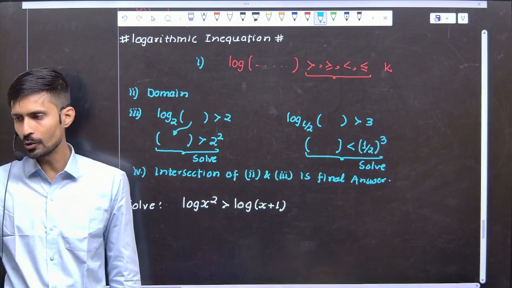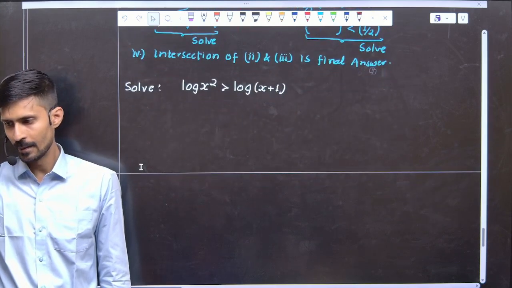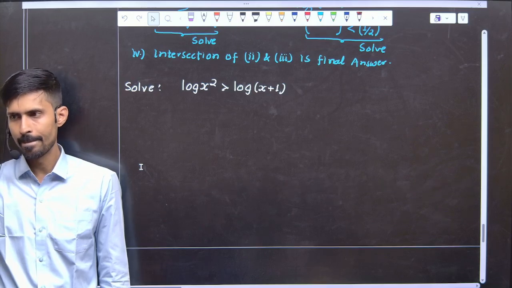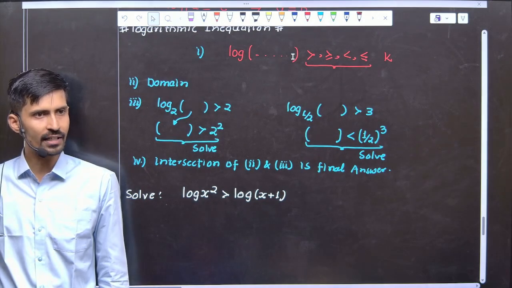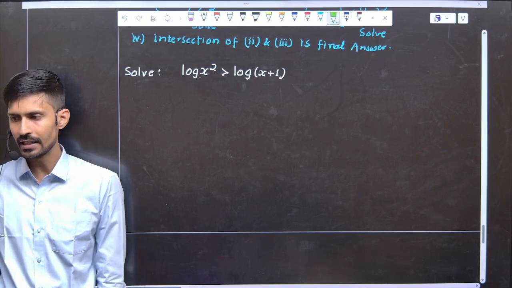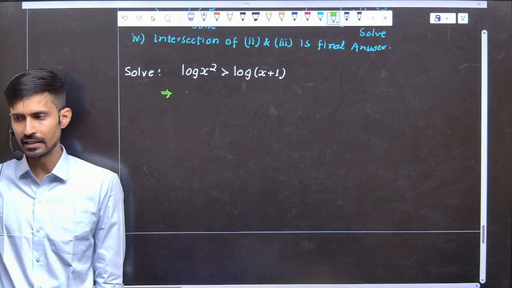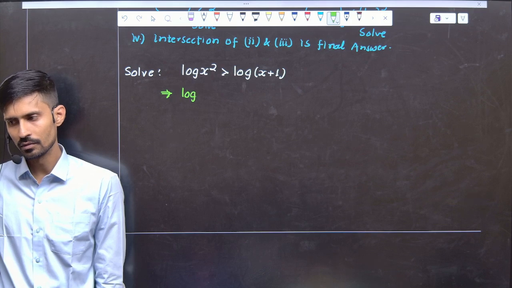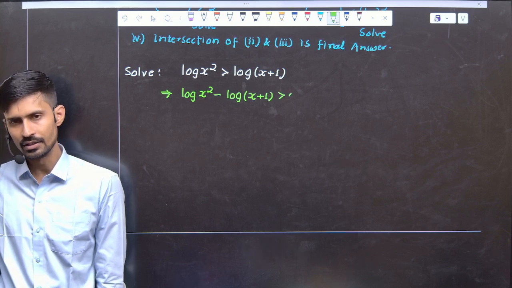Okay, now I am going to apply all these 4 steps for solving this logarithmic inequality. First step, I need to generate one log on one side and one number on that side. So for that, I will generate one log. This log I will bring to this side, that will become log x square minus log x plus 1 greater than 0.